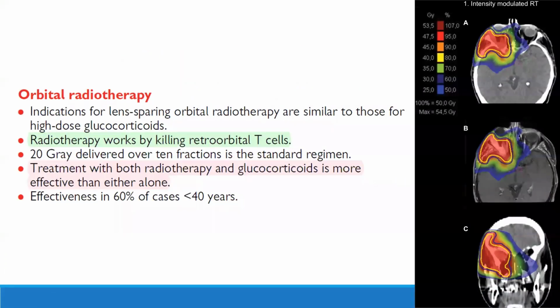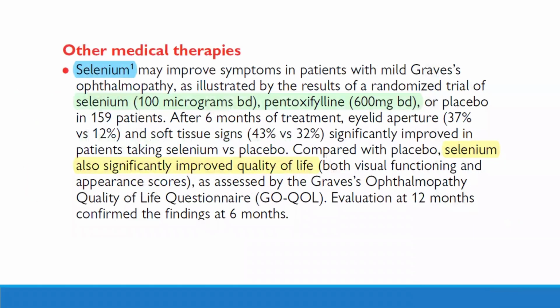Orbital radiotherapy is the second choice. Indications for lens-sparing orbital radiotherapy are similar to those for high-dose glucocorticoid. Radiotherapy works by killing retroorbital T-cells. Treatment with both radiotherapy and glucocorticoid is more effective than either alone. Selenium is recommended at a dosage of 100 micrograms twice daily for a patient presenting with mild and recent Graves' orbitopathy, and recommended for 6 months according to the guidelines.